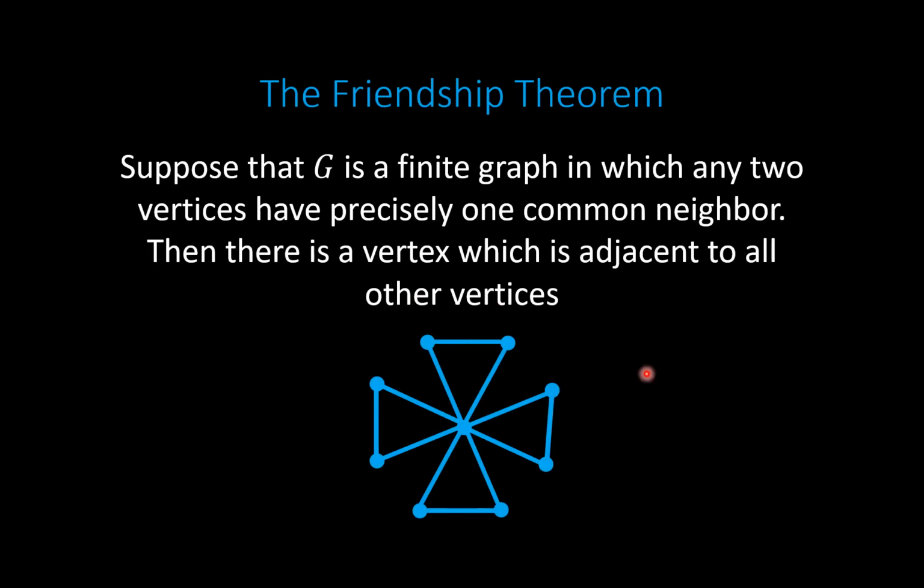And we see that this graph has a property that any pair of vertices have a common neighbor, and there is one vertex which is the neighbor to all the other vertices. So I did color it here in red.